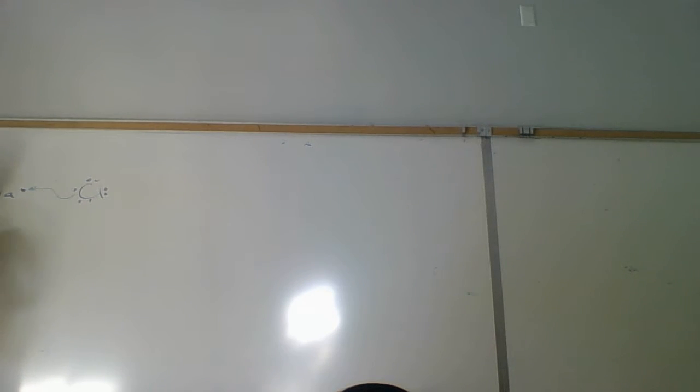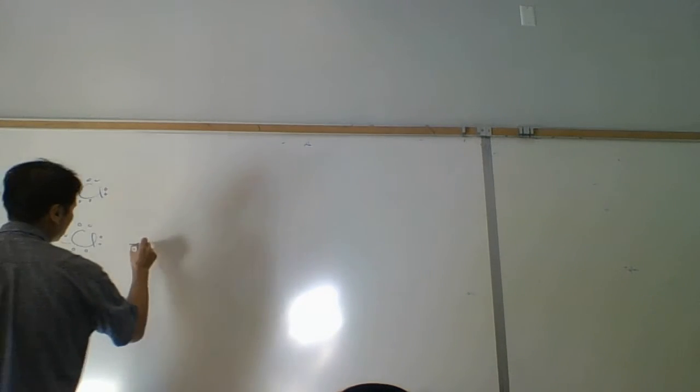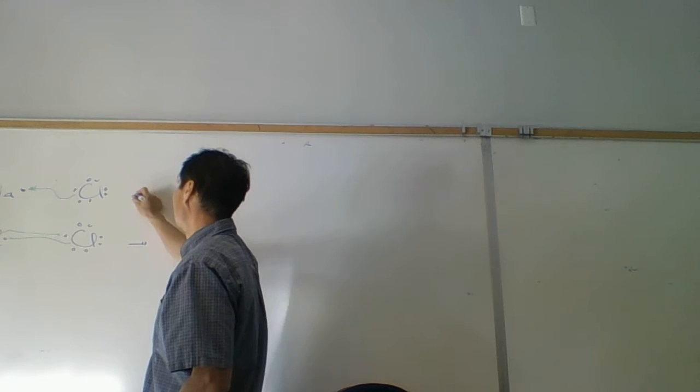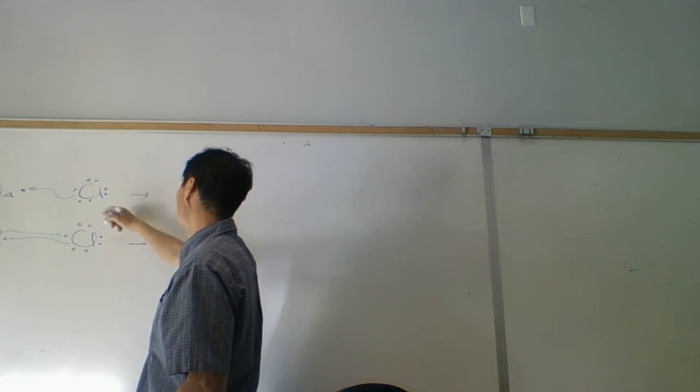But what if we had a chlorine instead? If we had a chlorine versus chlorine, what do they want to do? Each chlorine wants to take an electron. This chlorine wants to take this electron, and this chlorine wants to take that electron. Will either of them be successful? No, because they're going to be the same strength. This is like a tug of war.